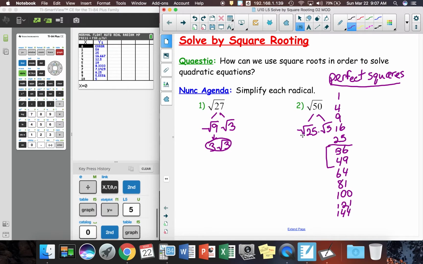Alright, so we're running out of space here. Square root of 25 is 5. And then, oops, made a mistake. It is not 5. I'm going to erase that. It's square root of 25 times 2. And you can see that from the calculator here, 25 times 2. So let's fix that. So this is square root of 2.